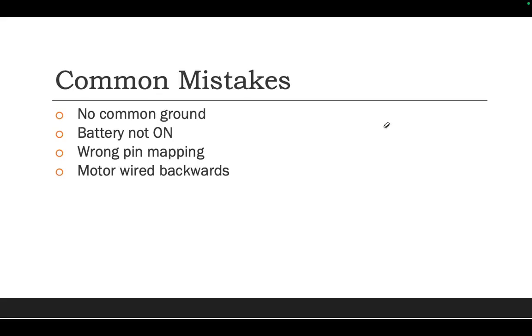Then let's talk about the common mistakes. This is similar to the other labs. No common ground, and battery not on, because we need the actual battery for the robot. And the wrong pin mapping: if you connect the wrong pin to the circuit, or connect the motor backwards or not as you want, it will give you a weird result. That makes sense to you? Okay, these are the common mistakes.